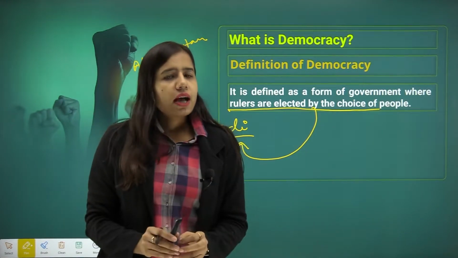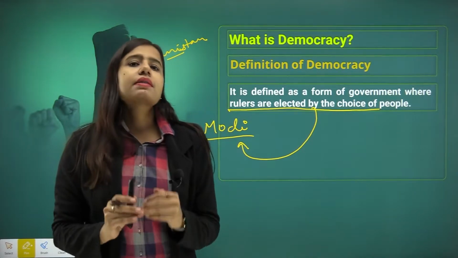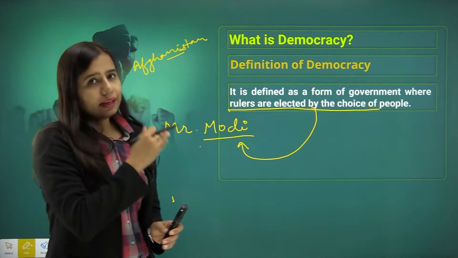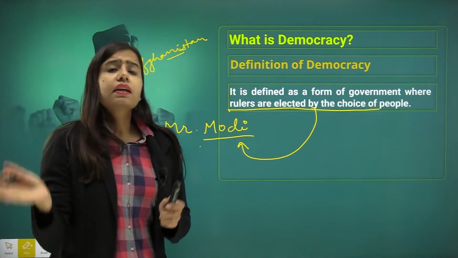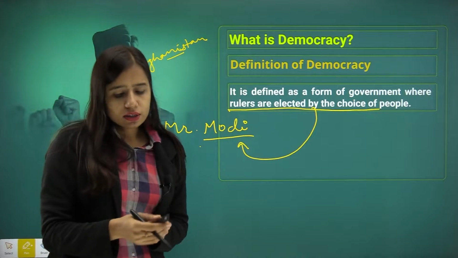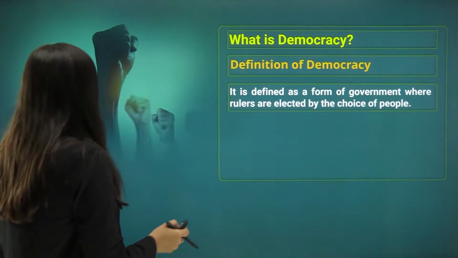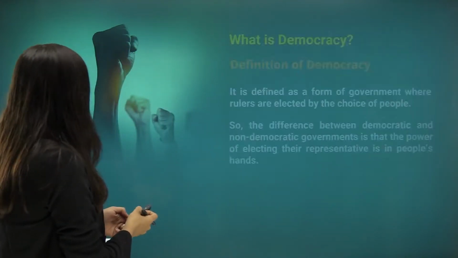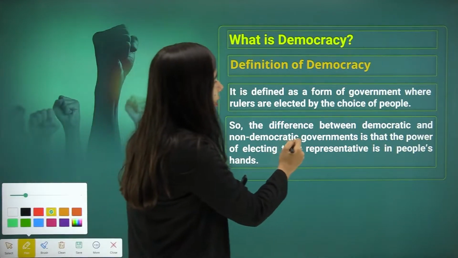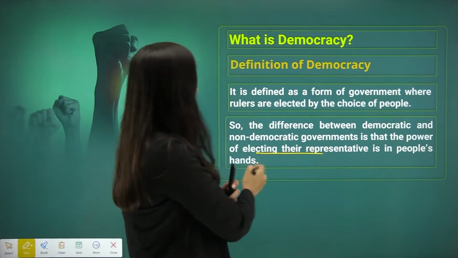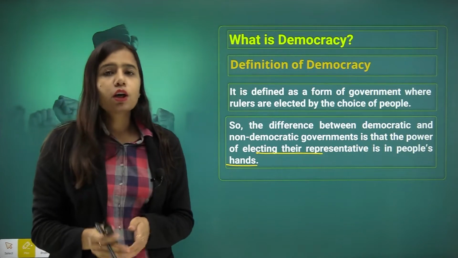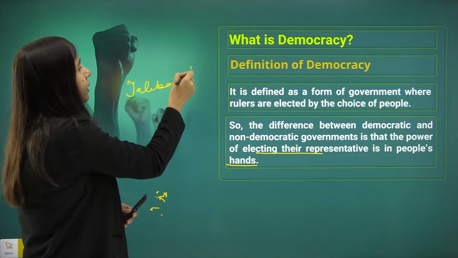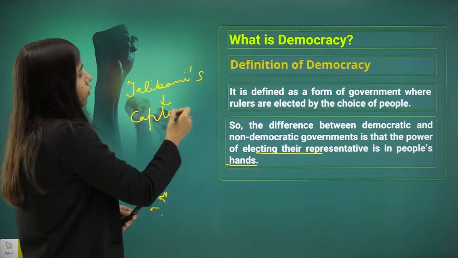So, we can say that Afghanistan is now not a democracy anymore because Talibanis have captured Afghanistan forcefully, right? So, unlike India, where we have chosen our own leader, in Afghanistan, Taliban has come there forcefully. So, Afghanistan is not a democracy anymore. Now, let us move on to our next part, which says that the difference between democratic and non-democratic government is that the power of electing their representative is in the people's hands, which means that in Afghanistan, people did not have power to choose their leader because Talibanis came there. They came and they attacked Afghanistan. They captured Afghanistan forcefully, right?